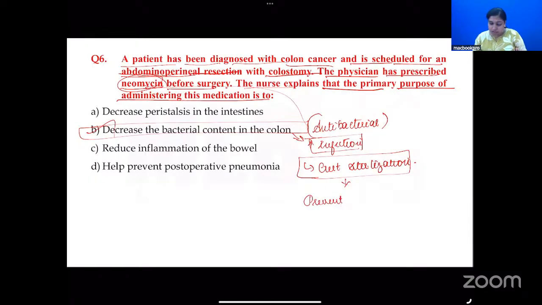This gut sterilization is primarily done in order to prevent post-operative infection. Yes, very good, Sugandh. In order to prevent post-operative infections. So to be very, very clear about these things. Decrease the peristalsis? No. Reduce the inflammation of the bowel? No, they are not anti-inflammatory. Helps to prevent post-operative pneumonia? No. It is completely for preventing post-operative infection and for gut sterilization. This is very, very important to note.